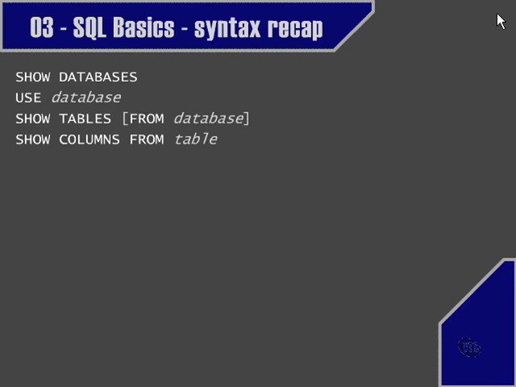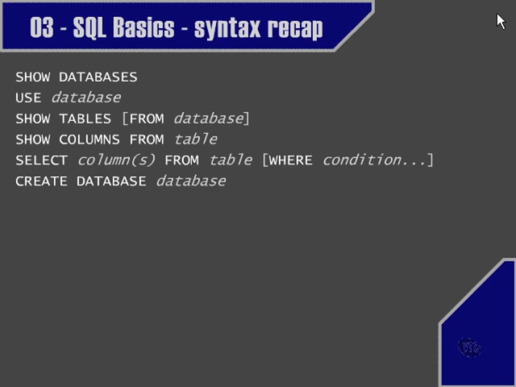We can also use the show columns from statement to give us information about a table and the columns that constitute it. We can use the select statement to retrieve information from a particular table. If we use a where clause along with the select statement, then we can narrow down and get a specific set of results. We can use the create database command to create a new database, and the create table command to create tables within that database.